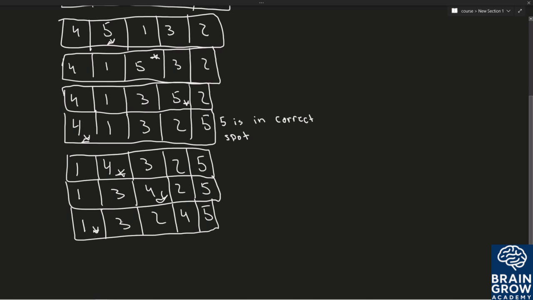We compare 1 to 3, 2, 4, and 5. So now we know that 1 is in the correct spot. So now we compare 3 and 2. So we know that we need to go 1, 2, 3, 4, and 5. And now we have our sorted array. So we are now done with sorting this array.